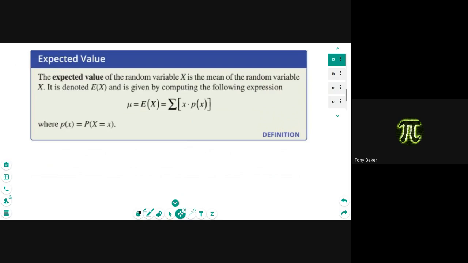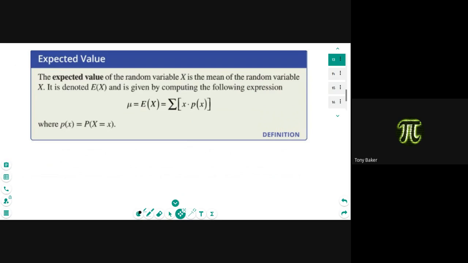So the next thing we're going to look at is what's known as expected value. Whenever you play a game, any game, the expected value is what you would expect to win if you played that game, or how much you'd expect to get. The other way to look at it is it's also the mean or the average of those values.